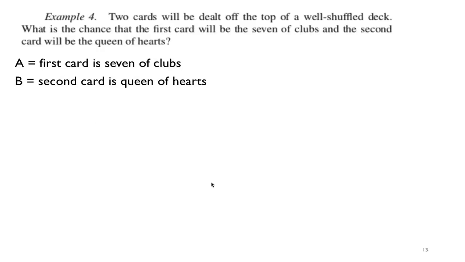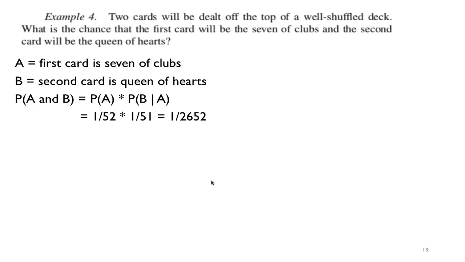So 2 cards will be dealt off the top of a deck. What's the chance that the first card is the 7 of clubs and the second card is the queen of hearts? A is the event that the first card is the 7 of clubs. B is the event that the second card is the queen of hearts. To find the probability of A and B, again we do P of A times P of B given A. P of A, the probability that the 7 of clubs shows up, is 1 out of 52. Given that the first card is the 7 of clubs, now we have 1 less card. The chance that the second card is the queen of hearts is now 1 out of 51. So we multiply those 2 and we get the probability of both of them happening is 1 over 2652.